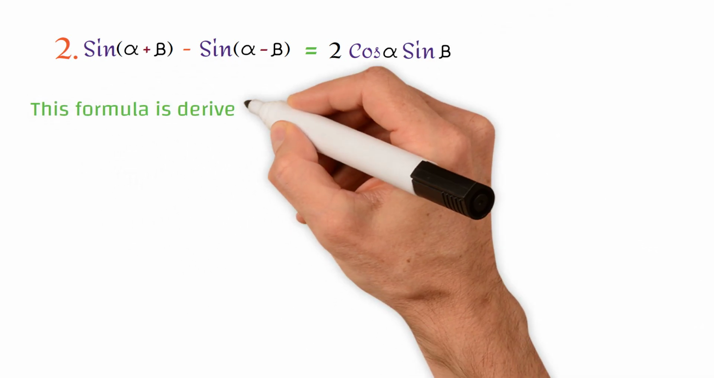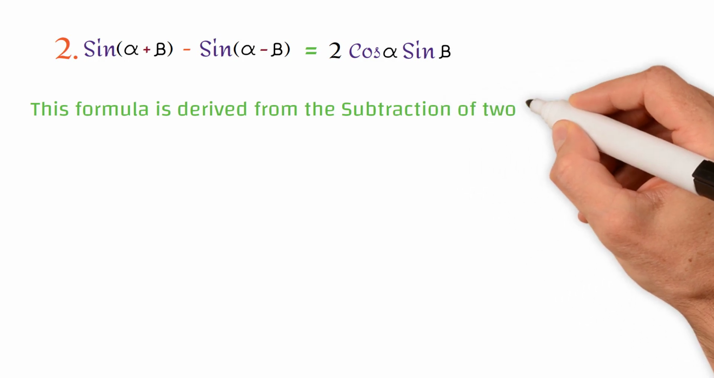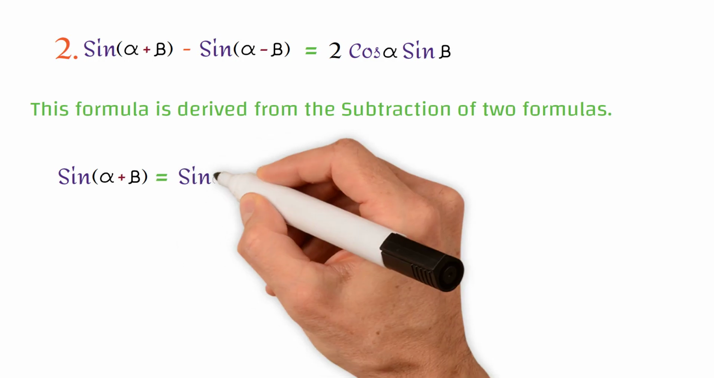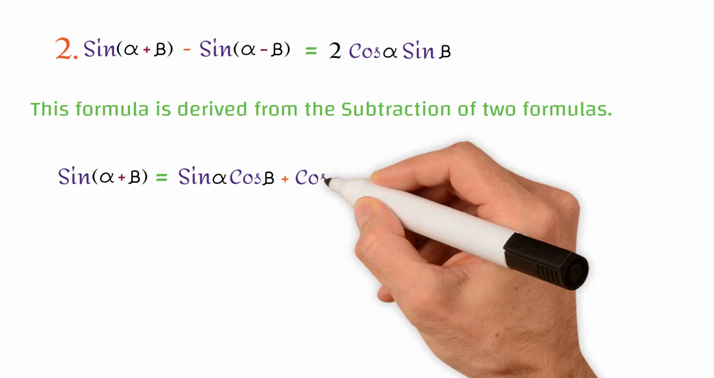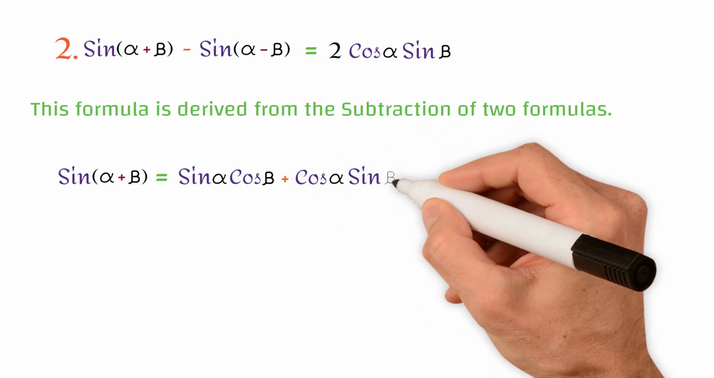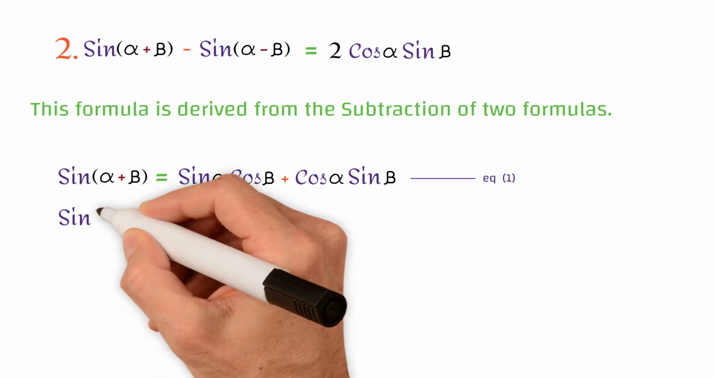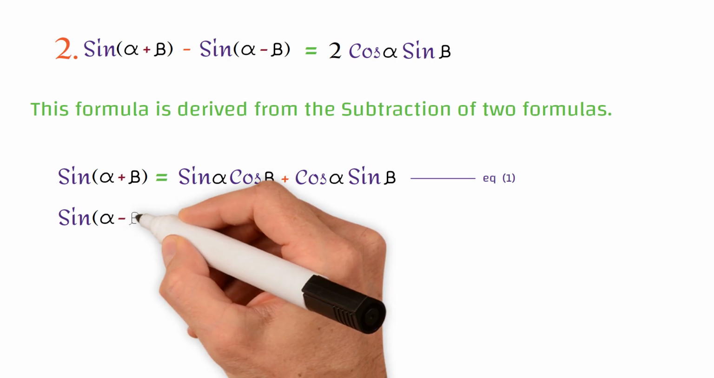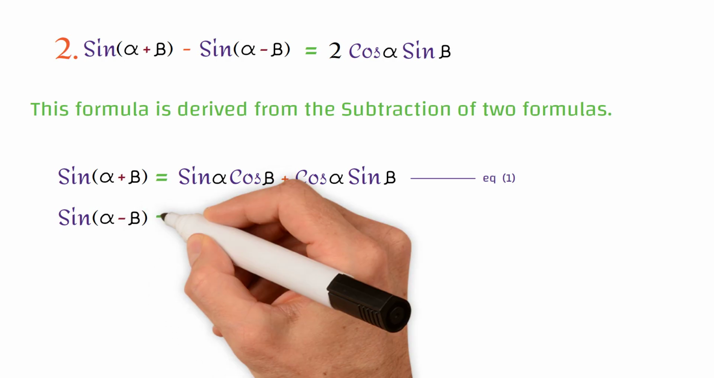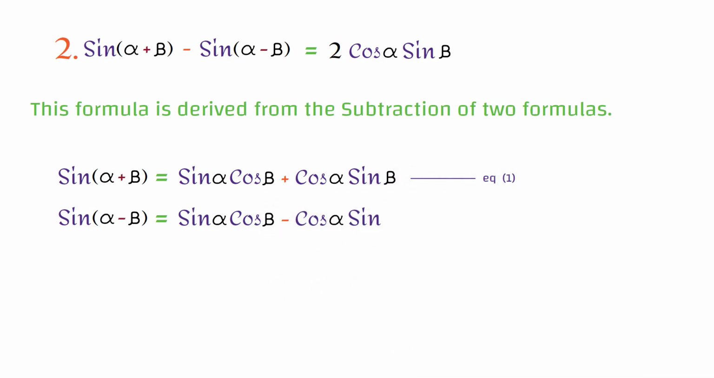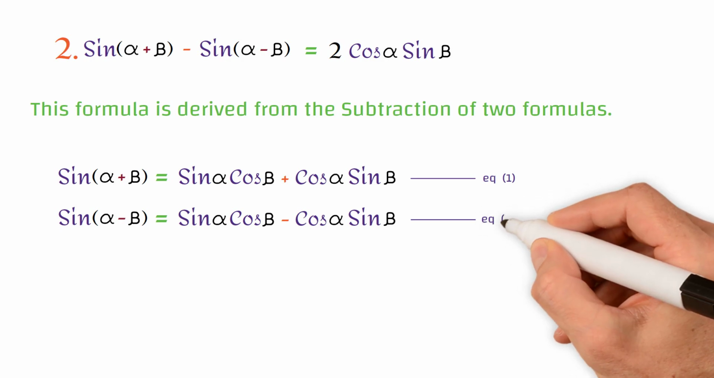Now, just like before, we can write the two formulas, sin(α+β), which again gives us sin α cos β plus cos α sin β. We'll again call it equation 1, and similarly sin(α−β), which was again sin α cos β minus cos α sin β. That is equation 2.